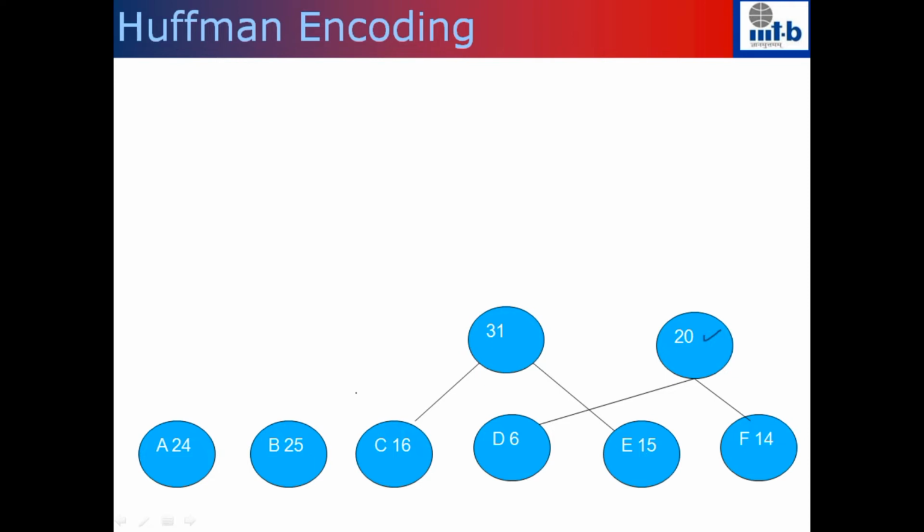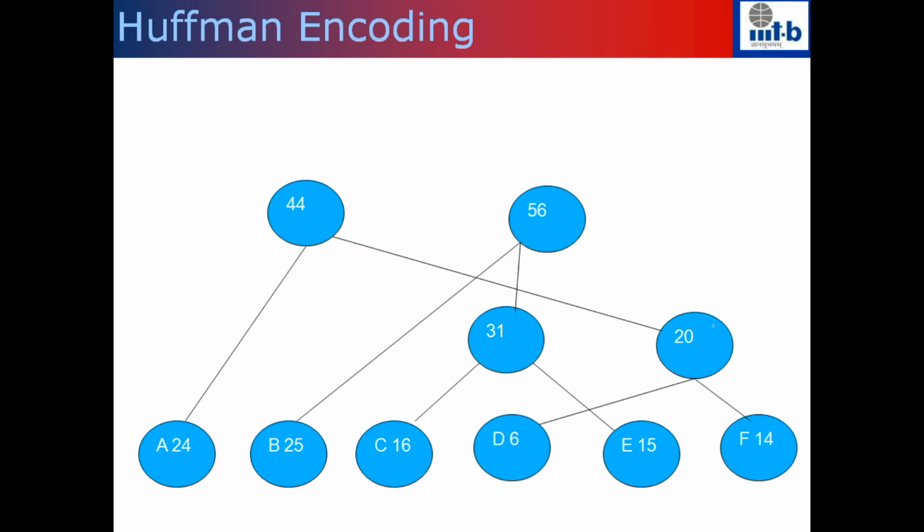Now to continue, the numbers that I have to consider are 24, 25, 31 and 20. The minimum two are 20 and 24. So I make one node with A as the left child and the right child being 20, giving 44. Before this we had 25 and 31, so the next minimum is 25 and 31.